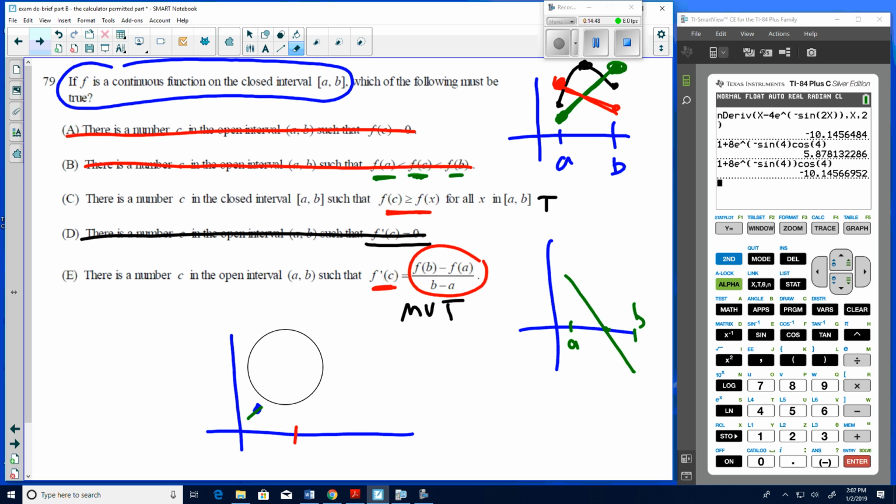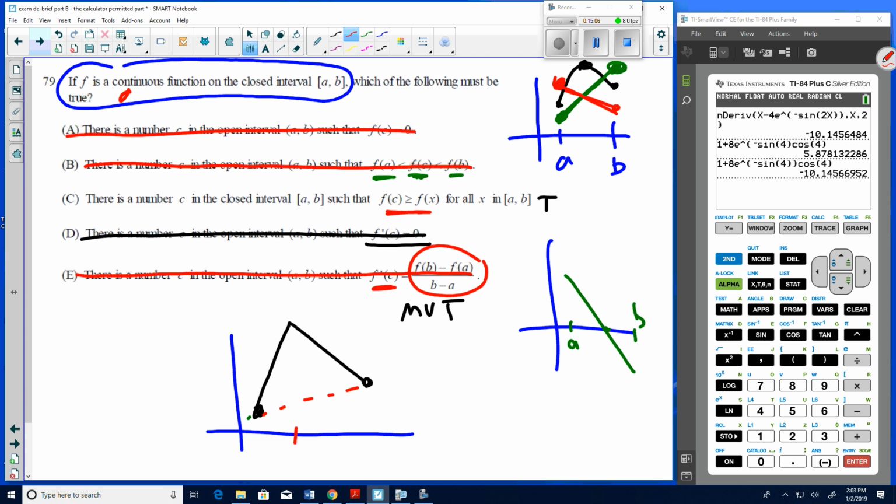We could still draw a continuous function, for example, that has a cusp in it or a corner. And here, the slope of the secant line is that, and there is no spot where the tangent line is the same. So that is false. If the original problem said was differentiable, then that would also be true. Both C and E would be true. But right now, the only answer that's true is C.